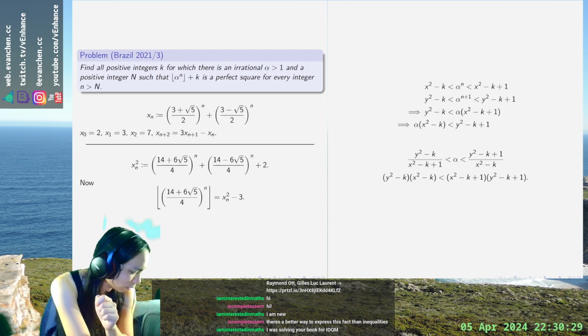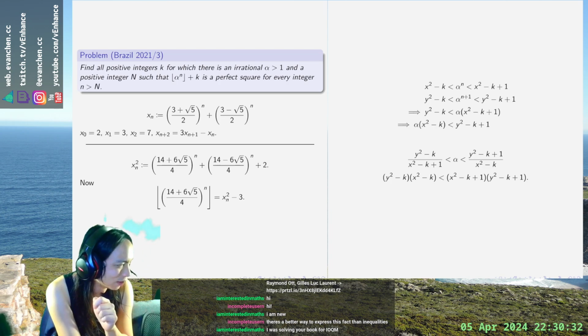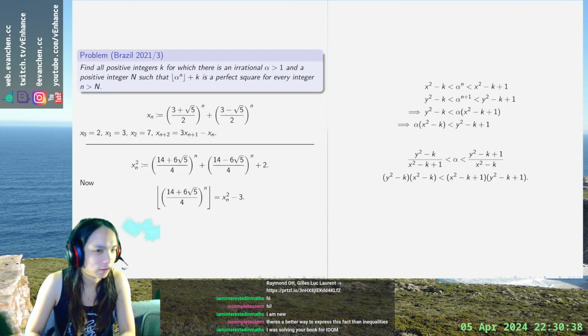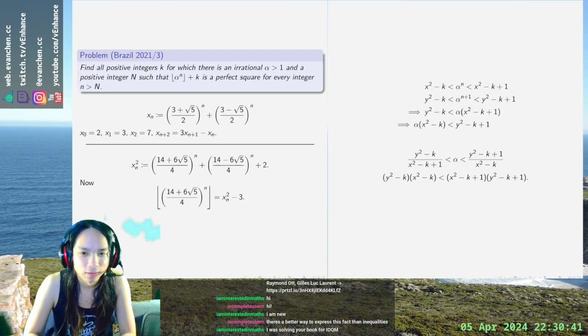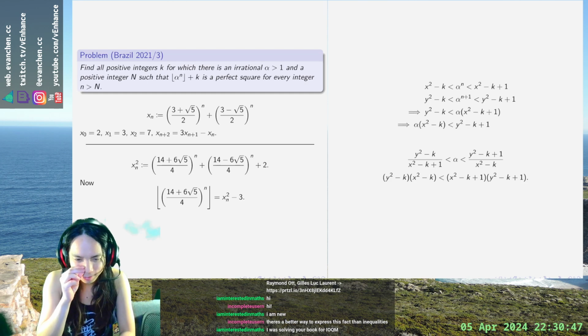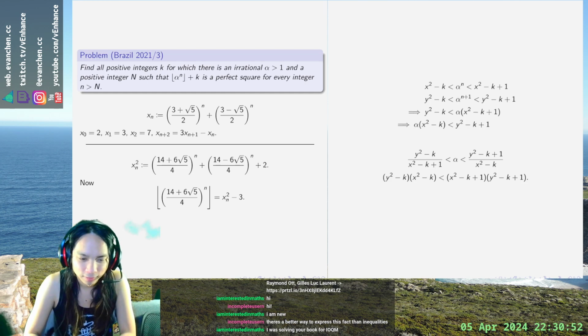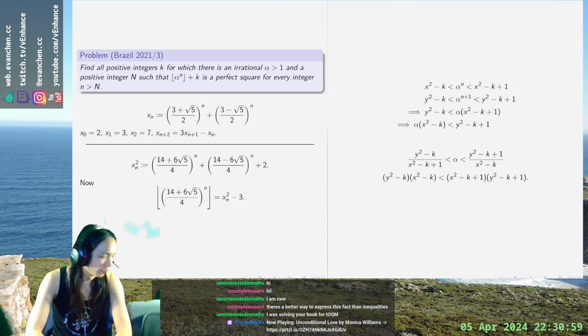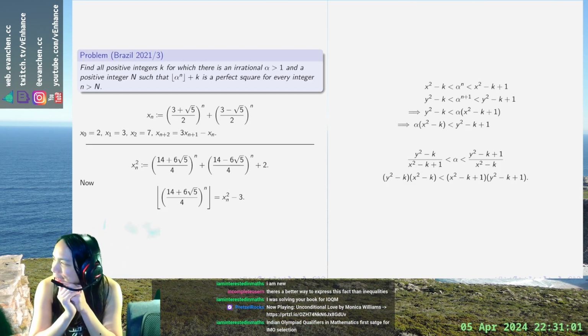Solving your book for IOQM. Which contest is IOQM? Oh, I see. It's India's team selection. Okay.